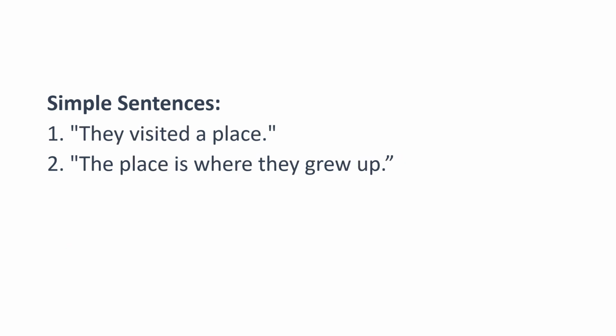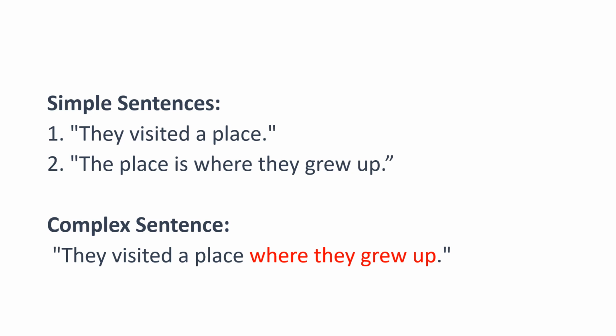Now make one sentence by using these two simple sentences. 1. They visited a place. 2. The place is where they grew up. They visited a place where they grew up. They visited a place is an independent clause, and where they grew up is adjective clause, which is a dependent clause.